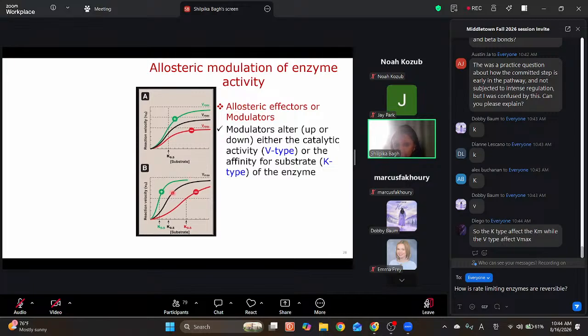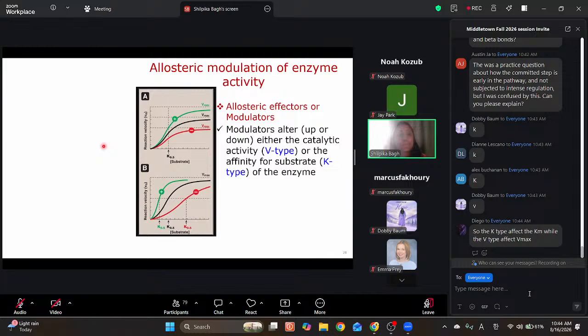That doesn't mean that moving right is activation. It's still the same: if you are moving right, it's inhibition. If you're moving left, it's activation. If you're moving up, it is activation. And if you're moving down, it's inhibition. It's K-type or V-type depending on how it's altering the kinetics of the S-shaped curve: moving right, left, up, or down. Okay, thank you. But they do not have a KM.